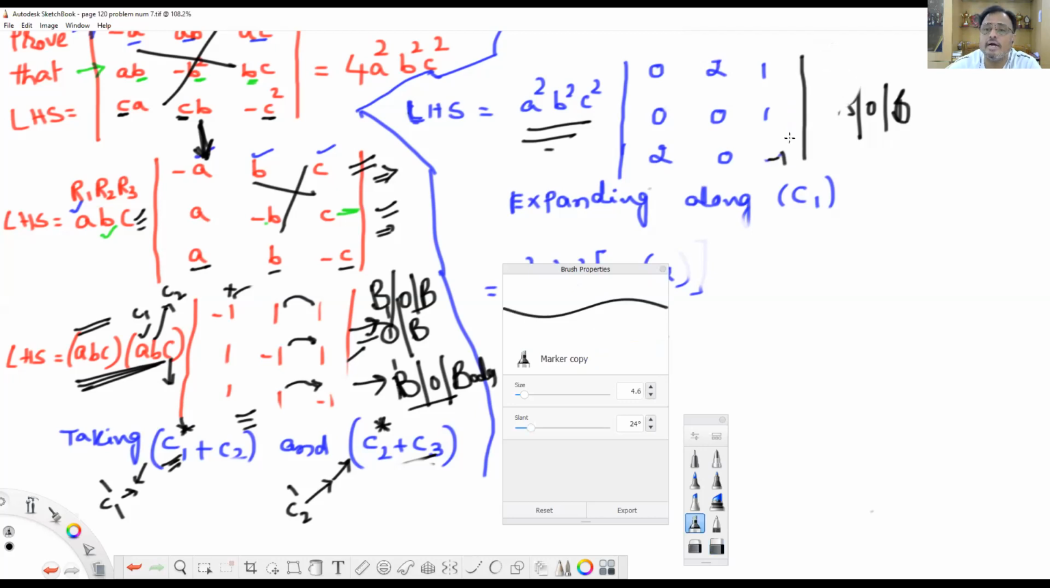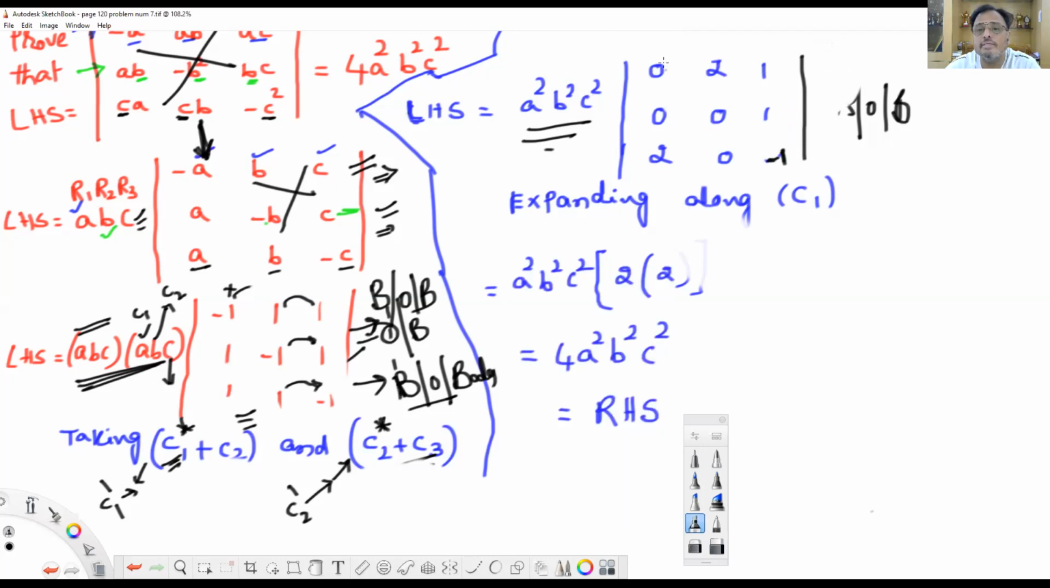Now finished. I'm expanding along C1. Therefore, common A square B square. C1 means plus minus plus: 2 into, the horizontal gets cancelled, 2 minus 0. Therefore, 2 minus 0 is 2. Therefore, the answer is 4A square B square C square. 4A square B square C square.